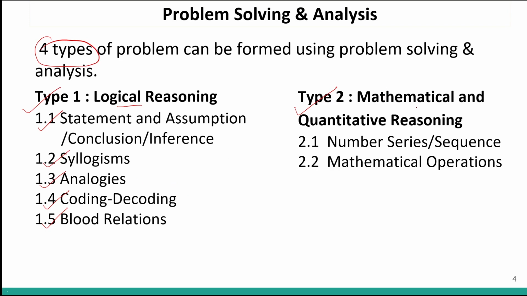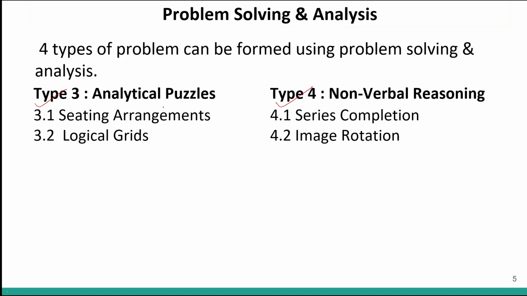Then mathematical and quantitative reasoning, number series and sequence, and mathematical operations. Again, number series is also something that we have already discussed. Then we get analytical puzzles, that is seating arrangements and logical grids. And type 4 is non-verbal reasoning, which is series completion and image rotation.